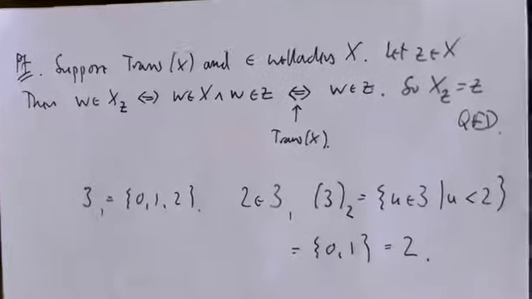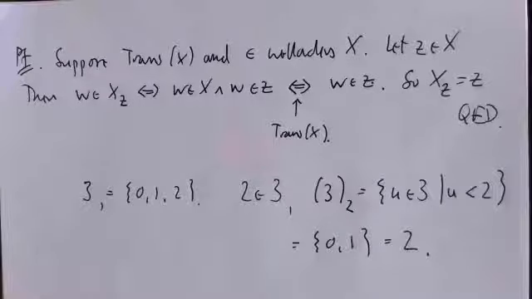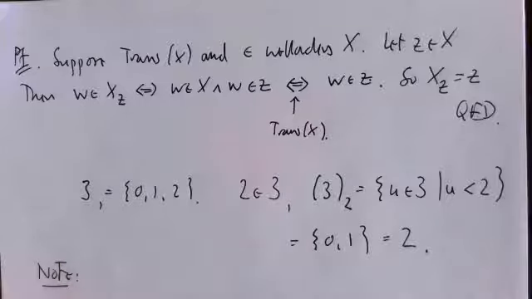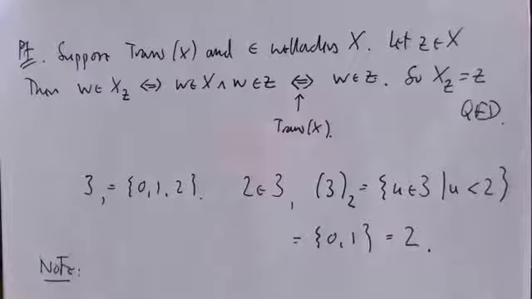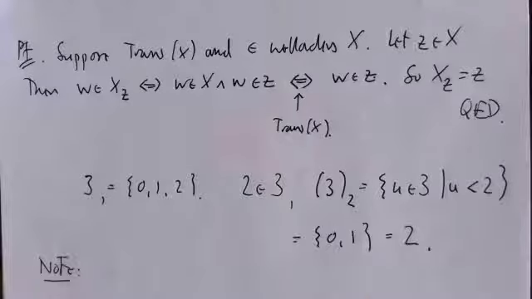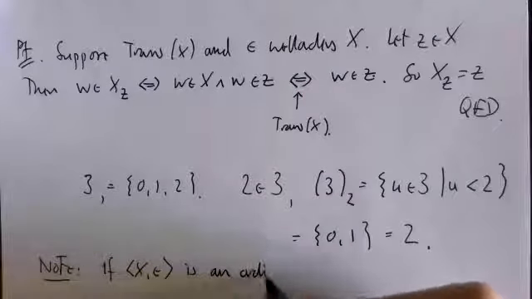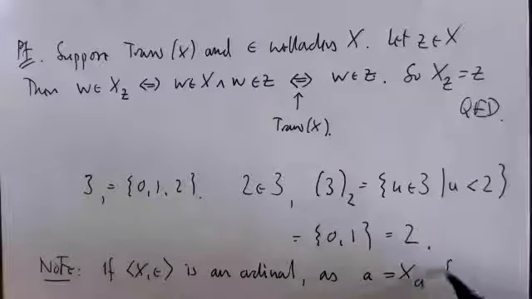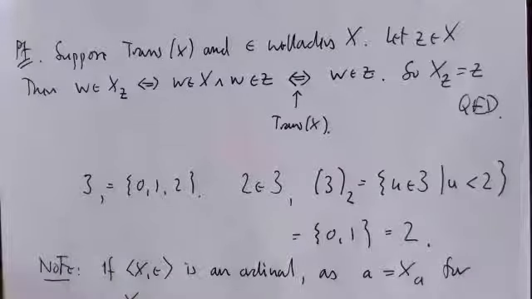Okay, so we're going to see that there are many ordinals that are not natural numbers. There are many infinite ordinals here. One thing to note is we've already defined what less than will be on ordinals. It'll be the same as epsilon. So if X is an ordinal, then A equals X sub A for any A in X. That's just the last lemma.